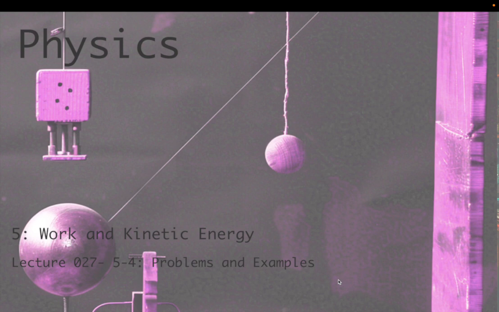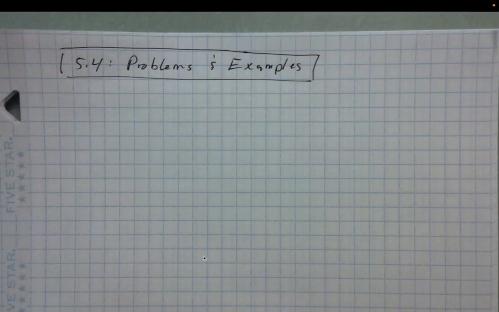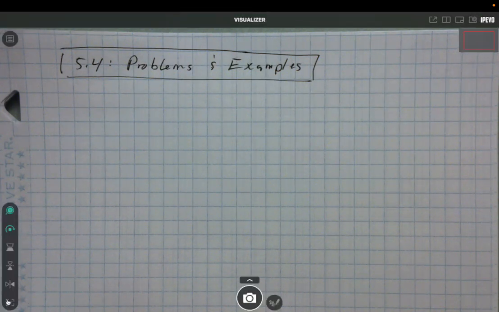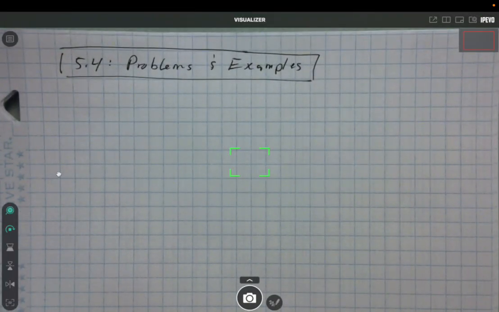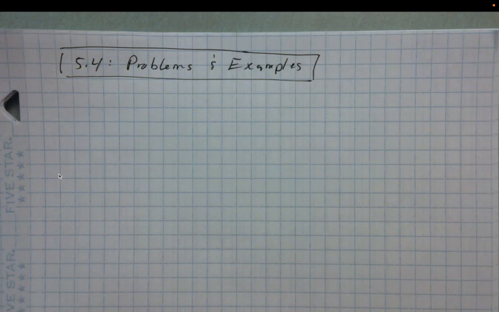And in this section, we're going to work on a few additional problems and examples of work and kinetic energy. So let's go ahead and jump into that. We'll call this section 5.4, Problems and Examples, specifically of work and kinetic energy. I've got 4 problems picked out that I think will help underscore some of the relationships and concepts that we elaborated over the previous couple sections.